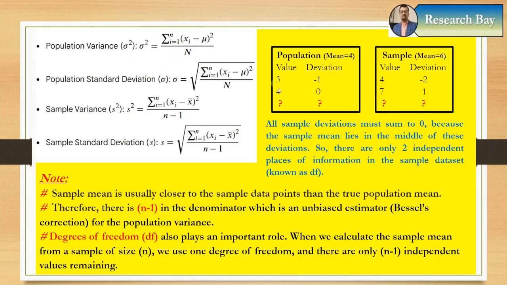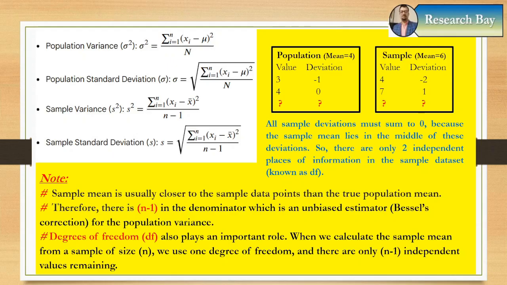But that is not true in case of population. It can take up any values. Sample mean is usually closer to the sample data points than the true population mean. Therefore, there is n minus 1 in the denominator, which is an unbiased estimator known as Bessel's correction for the population variance. Now this could be another reason for this n minus 1.